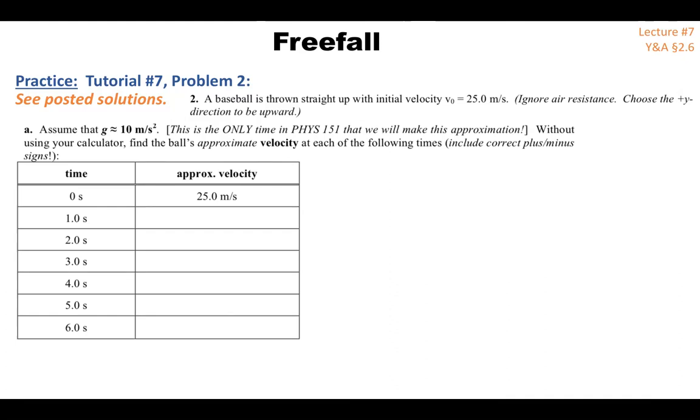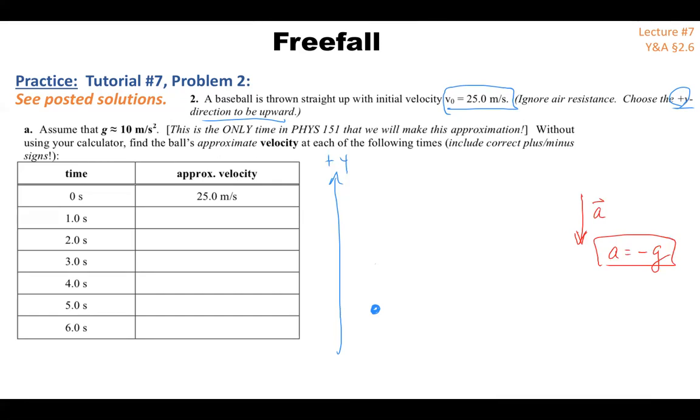So suppose that we start off with a baseball that is thrown straight upward with an initial launch velocity, if you will, of 25 meters per second. If we choose the positive y direction to be in the upward direction, it would be worthwhile for me to draw a little sketch here. If I choose the positive y direction to be upward, then what does that tell me? When this ball is in free fall, we know that acceleration points downward, so the acceleration of the ball is always going to be negative little g, because it's opposite the direction of the positive y-axis in this case.